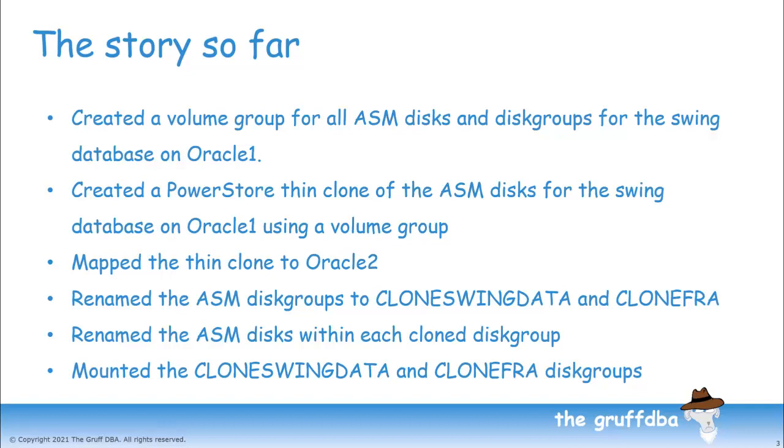We then renamed the ASM disk groups to CloneSwingData and CloneFRA, as we already had a SwingData and FRA on Oracle 2, and that would otherwise have caused a conflict. We then renamed the ASM disks within each of our clone disk groups, and finally we mounted the CloneSwingData and CloneFRA disk groups.